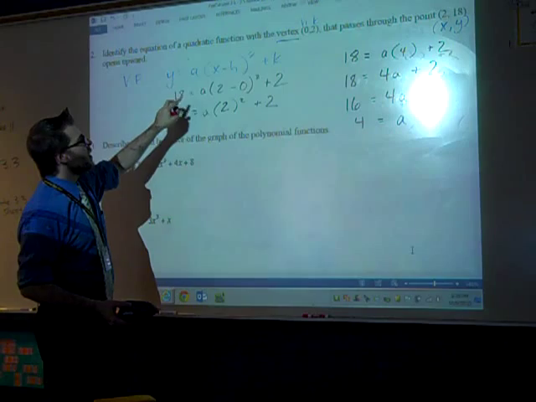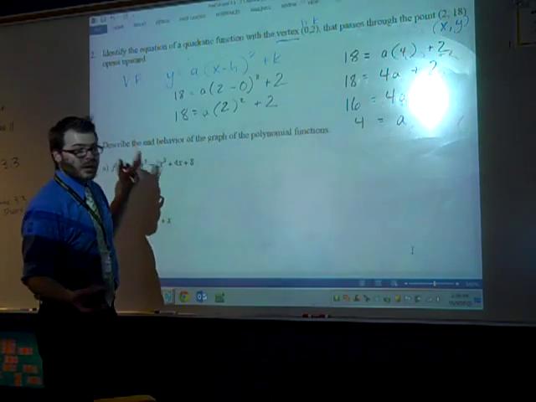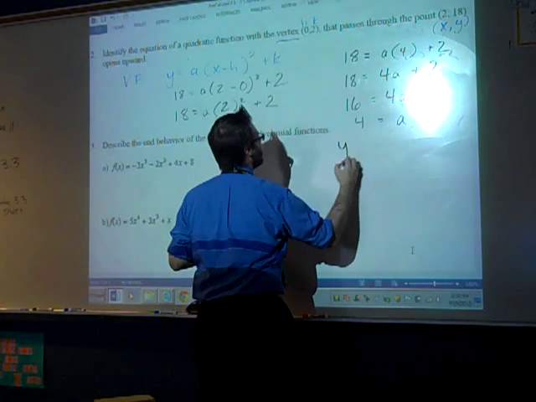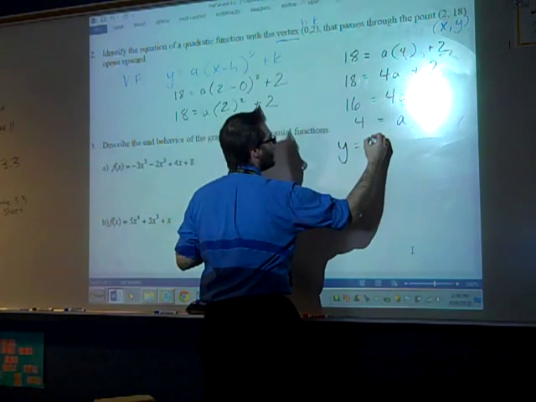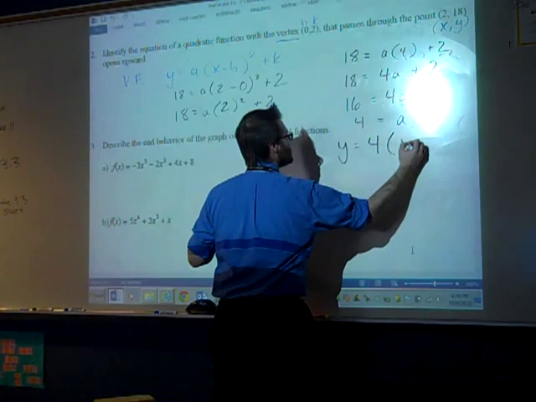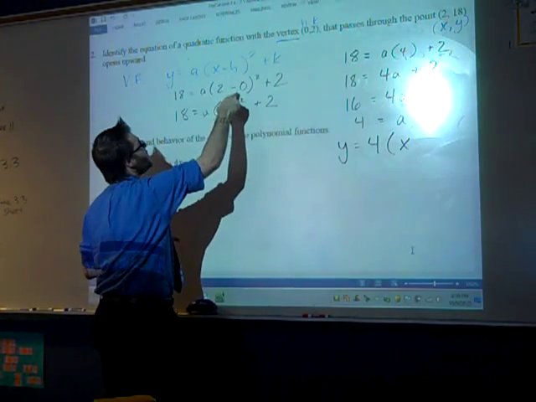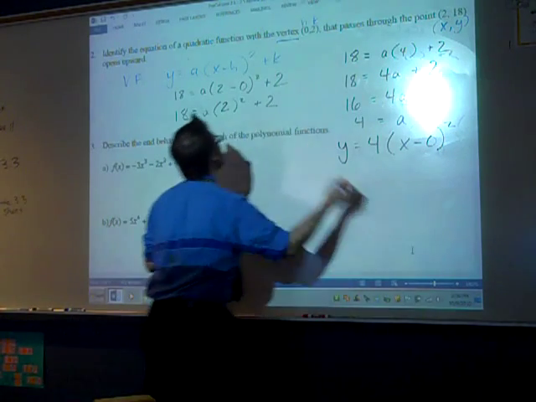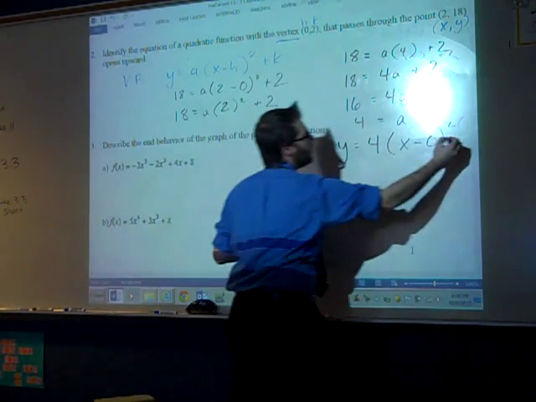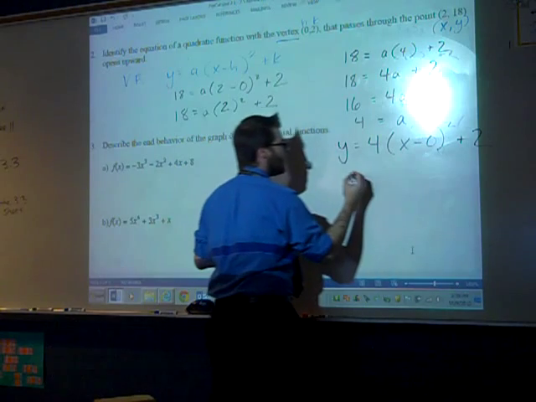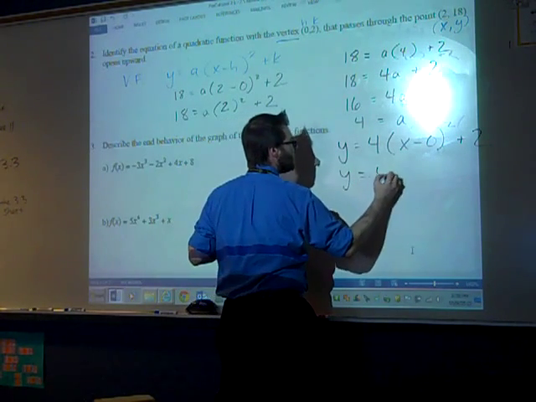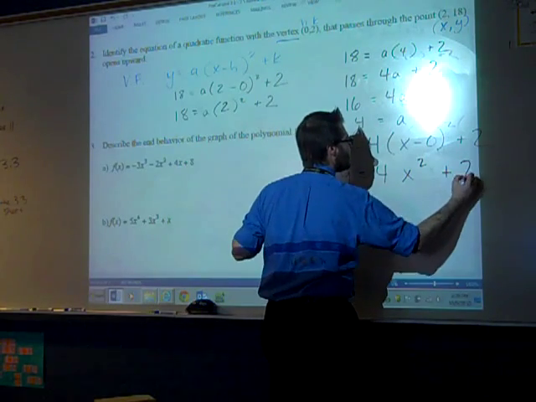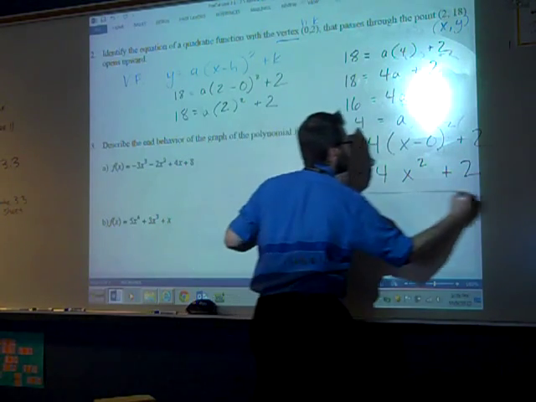We want to actually keep the x and the y so we have an equation. So we're going to say y equals a times (x minus h), x minus 0, squared plus k. And if there's any simplifying we can do, we do it. So y equals 4x squared plus 2, and you're done.